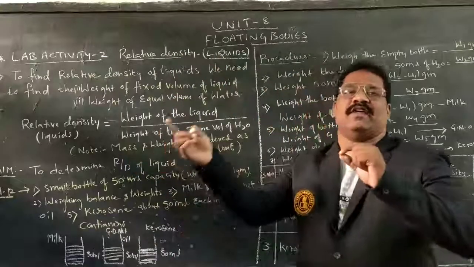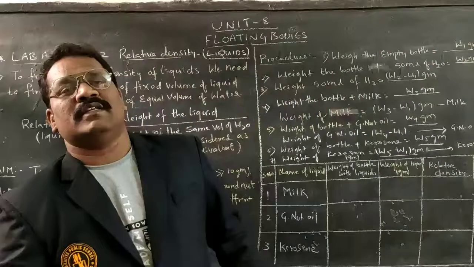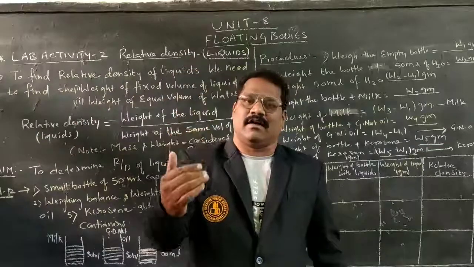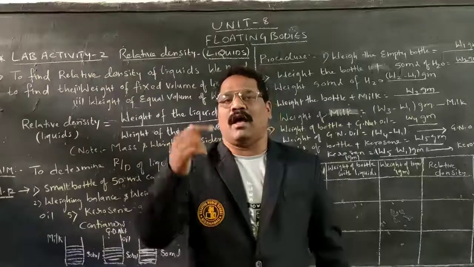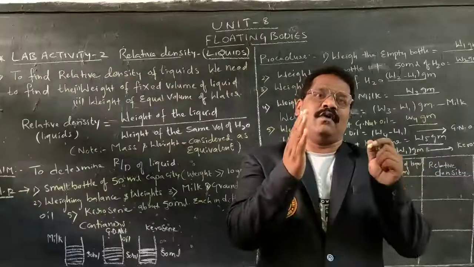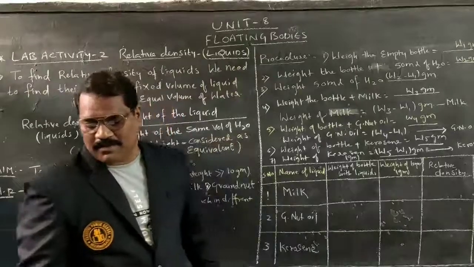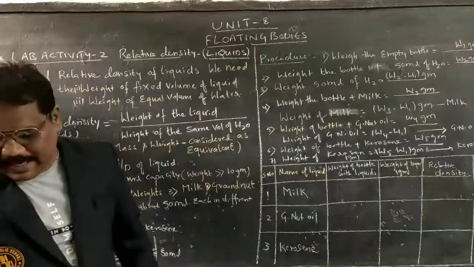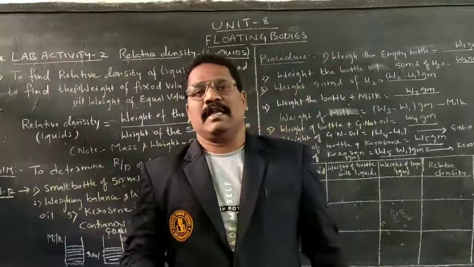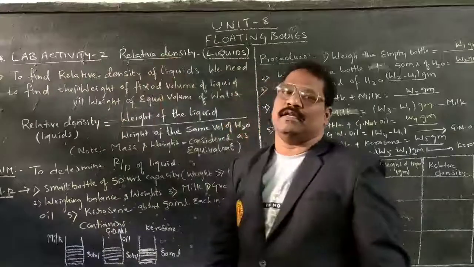What is the variation between a solid and a liquid? When it comes to a solid, we know that relative density of a solid is equal to density of the object to the density of water. From that formula, we derived a new formula: relative density of a solid substance is equal to weight of the object by weight of an equal volume of liquid or water. That is the formula we derived for relative density of solids.